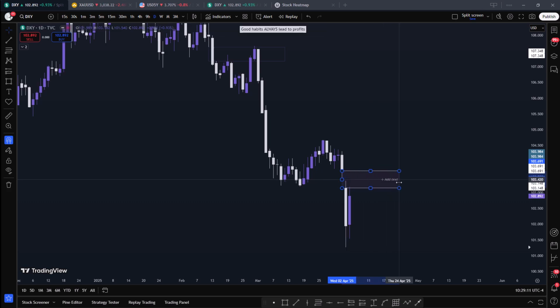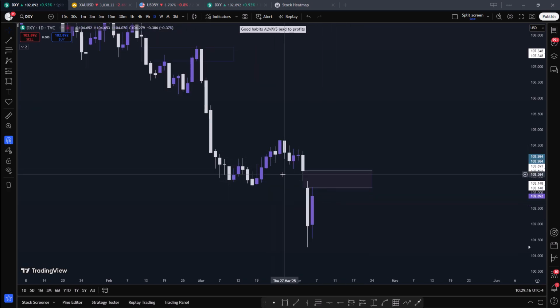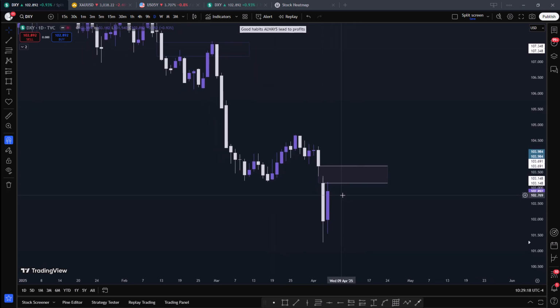For those that remember, a volume imbalance is a space or a gap where we don't have the bodies of a candle within it, even though we do have wicks. We have a bottom wick there and a top wick there in between this gap, but we don't have the bodies of a candle laying over it. So we have that first PD array.